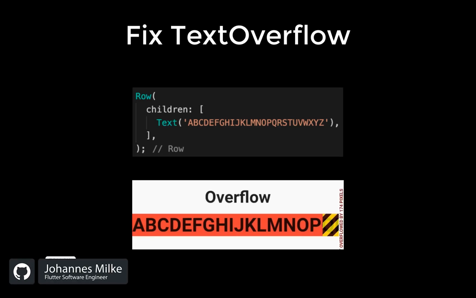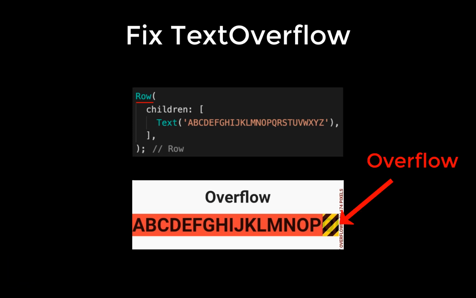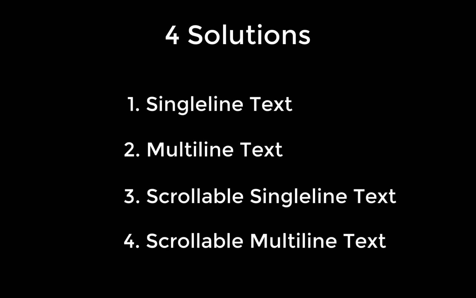We want to fix the text overflow error within the row widget. In general, if you place a text widget within a row, then this can lead to an overflow in case the text is longer than the available width of the row. Therefore, we will look at four different solutions.